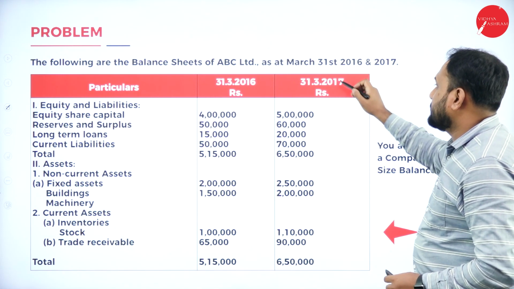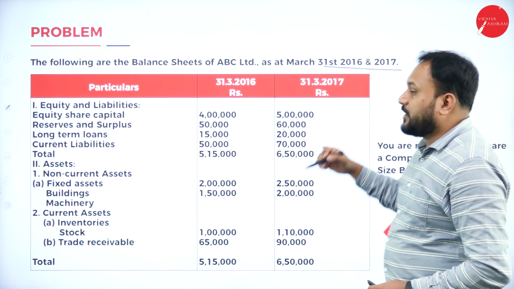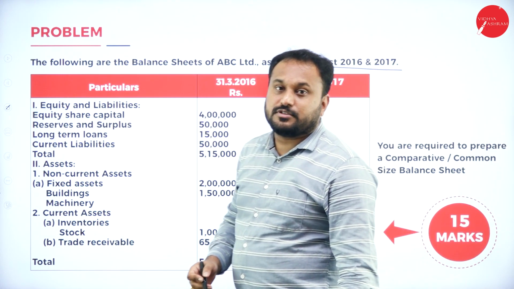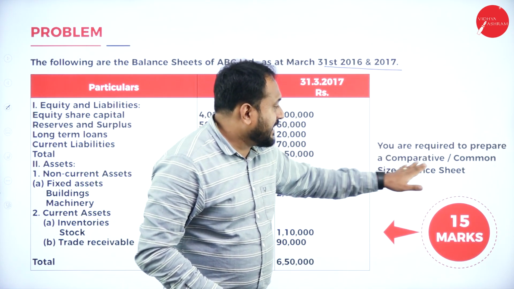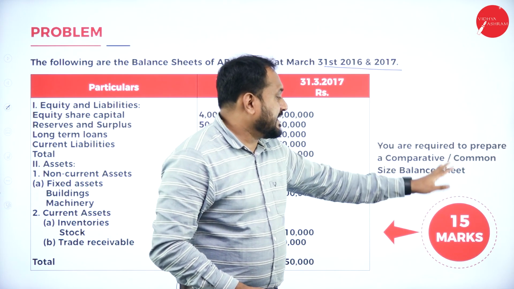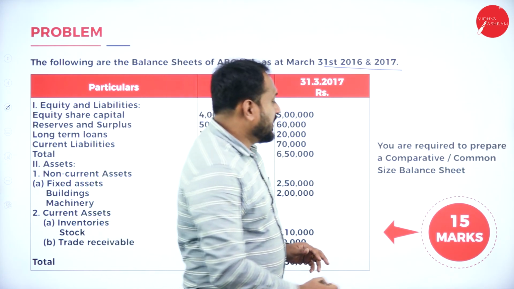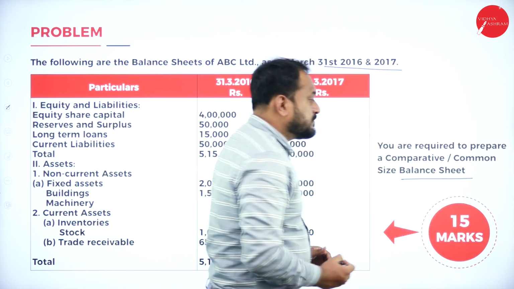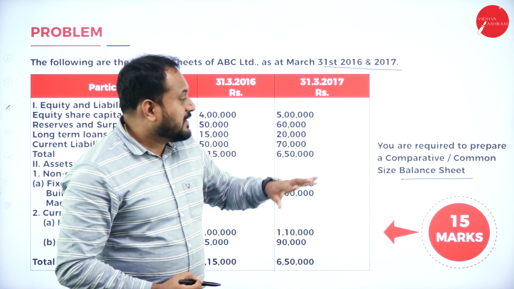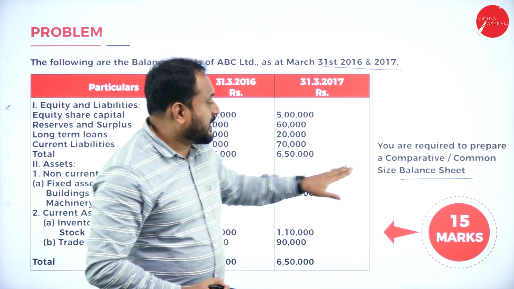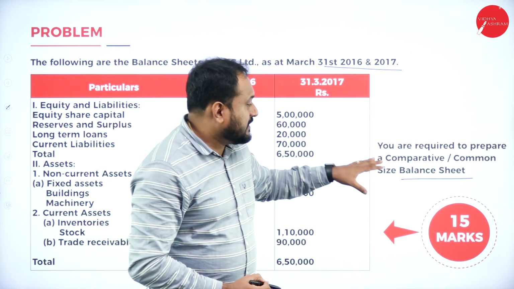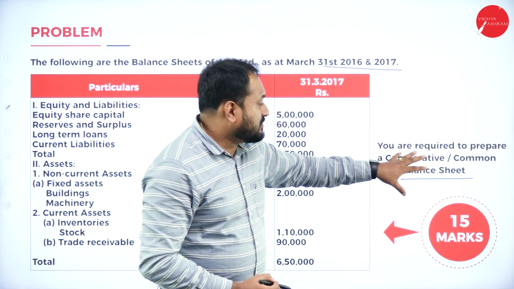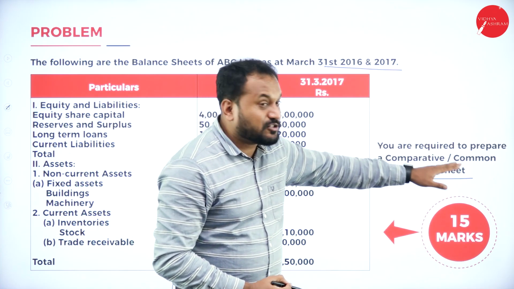ABC Limited as on March 2016 and 2017. You are required to prepare a comparative / common size balance sheet. Now understand, the word here is what? Balance sheet. Now the same question can come for comparative, the same question can come for common size. Now I've done a question where I have solved for comparative as well as common.